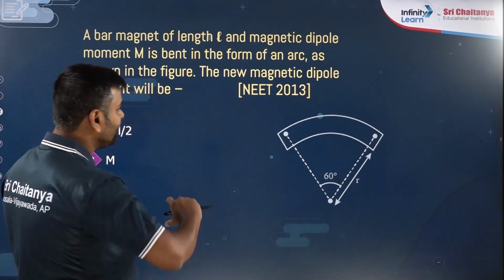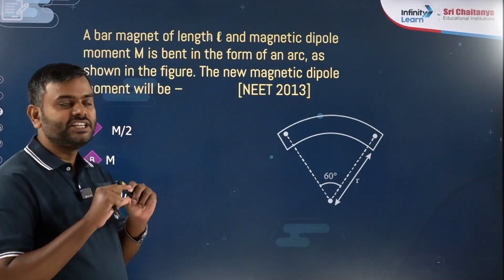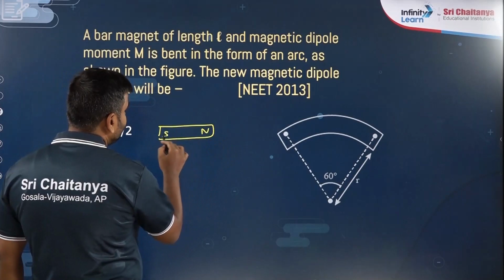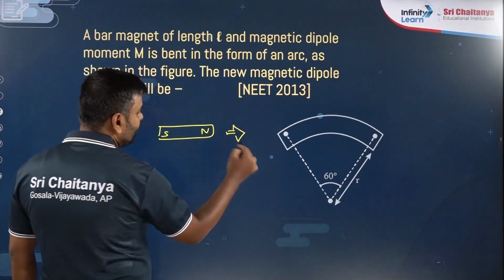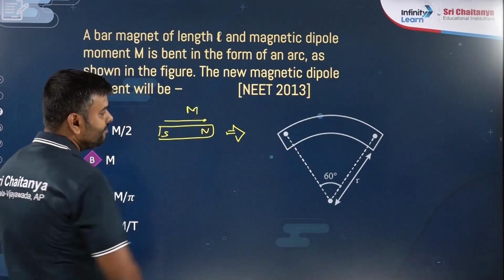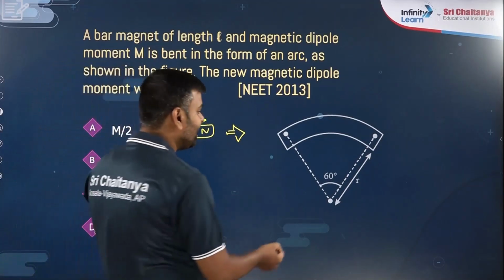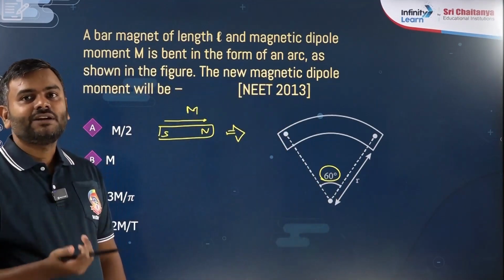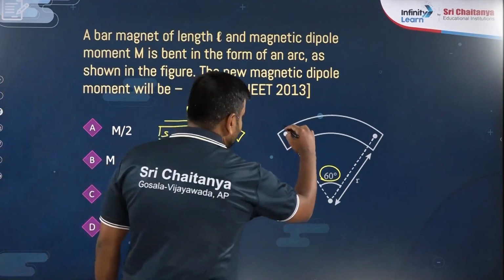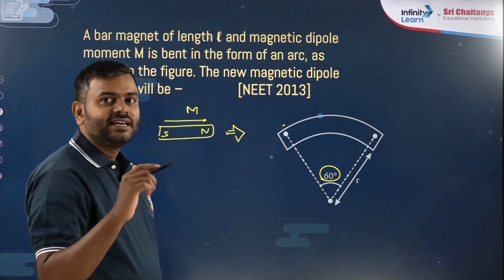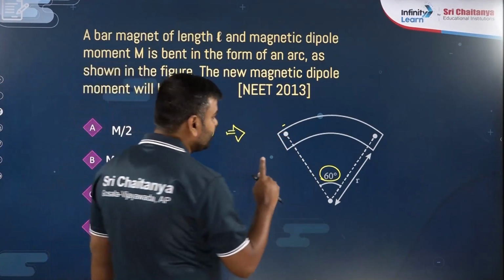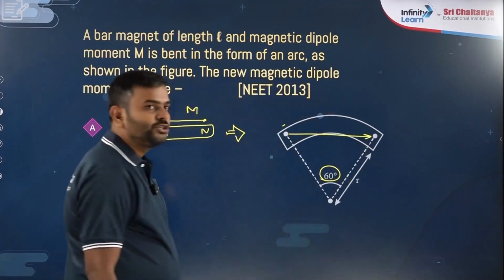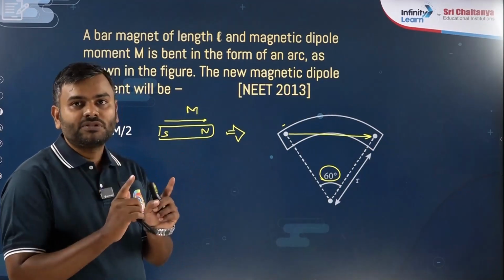In this particular case, initially we had a straight bar magnet, and that bar magnet was bent in the form of an arc. Initially its magnetic moment you can take as M. Now when it is bent in the form of an arc, it makes an angle of 60 degrees. So in that particular situation, what dipole moment will it have? When we take the dipole moment, it will be the shortest. Always you have to draw it along the shortest length between the poles of the magnet.